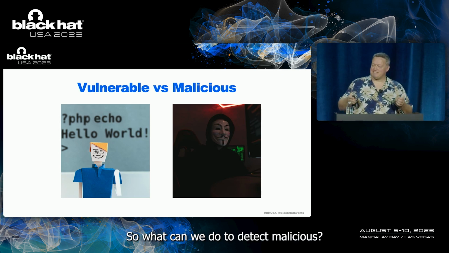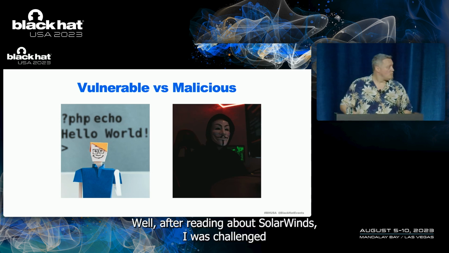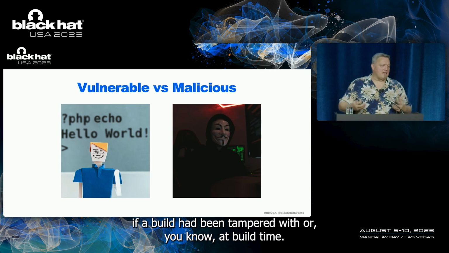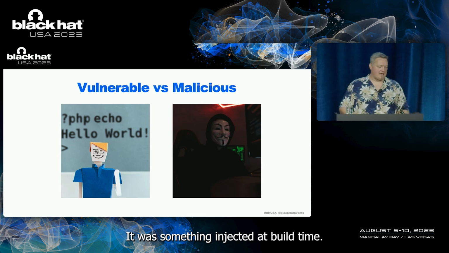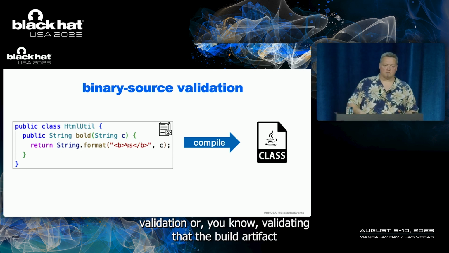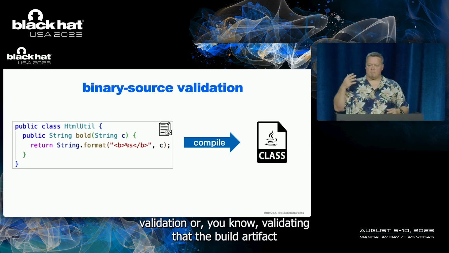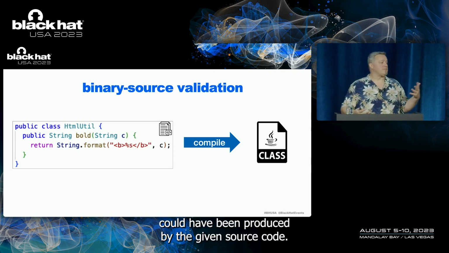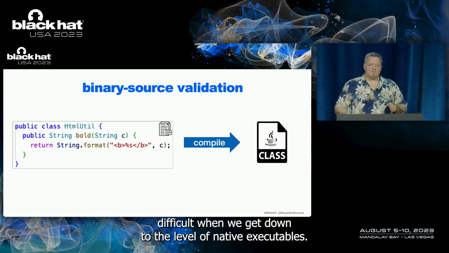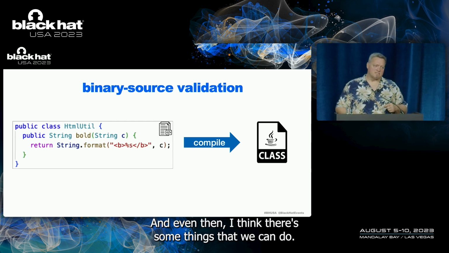So what can we do to detect malicious? Well, after reading about SolarWinds, I was challenged to come up with a methodology to identify if a build had been tampered with, or if something was injected at build time. And I came up with the idea of binary source validation, or validating that the build artifact could have been produced by the given source code. Sounds hard, right? This only gets really difficult when we get down to the level of native executables. And even then, I think there's some things that we can do.